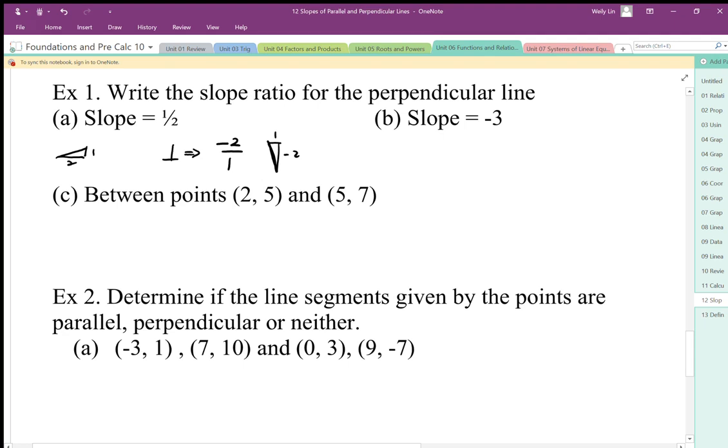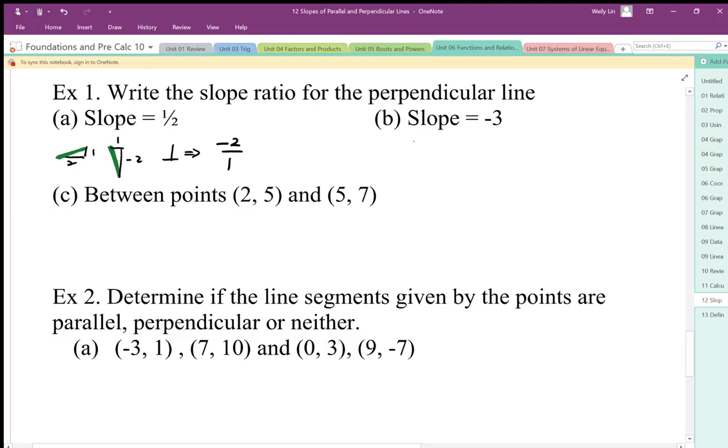So those two lines, and maybe I'll make sure that's more clear. That line is 90 degrees to that line. I can put them next to each other, and I can see that makes my 90 degrees there. So my perpendicular slope is my negative reciprocal.